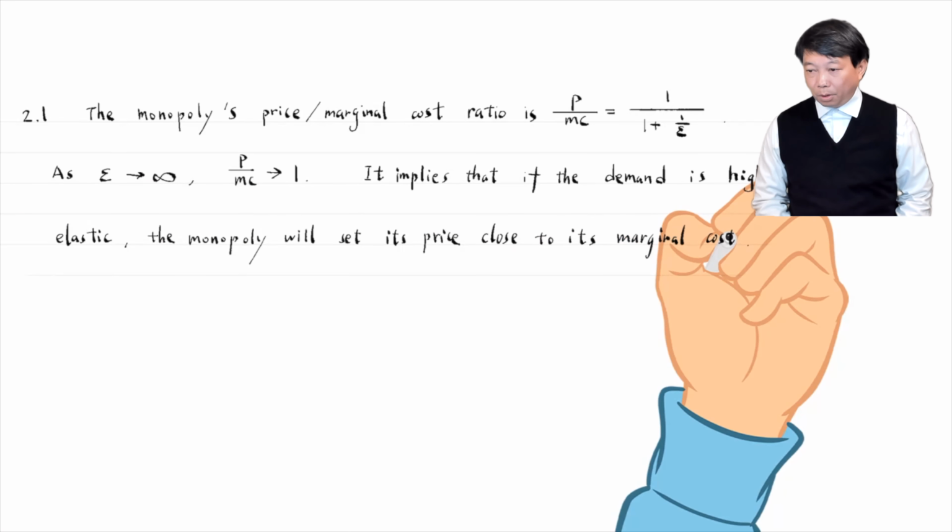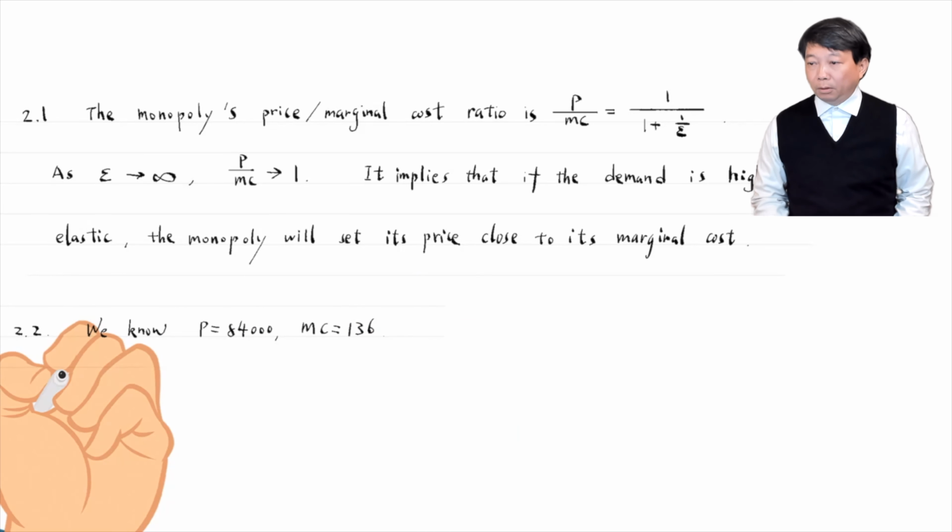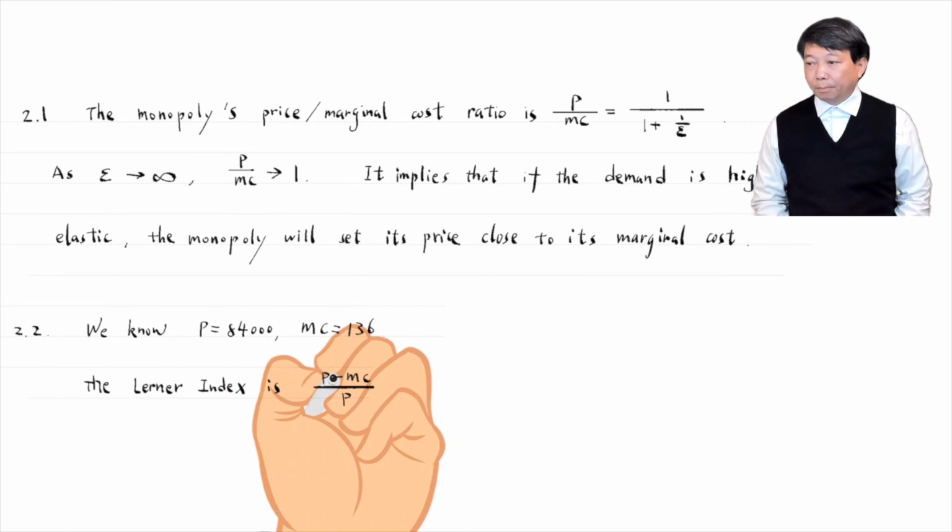Let's solve exercise 2.2. We know the product's price and its marginal cost. What is the firm's Lerner index? What elasticity of demand did the firm face if it was engaging in short-run profit maximization? We plug the price and the marginal cost into the Lerner index definition. It is approximately equal to 0.998.